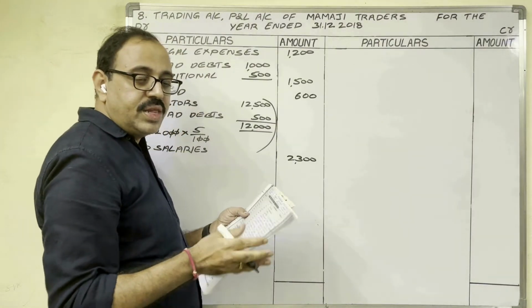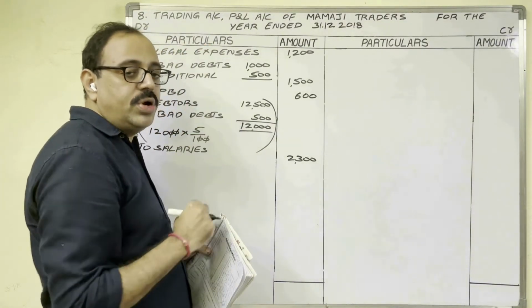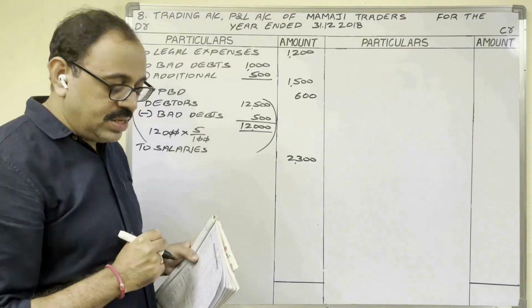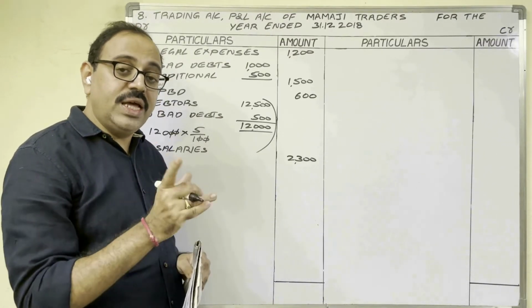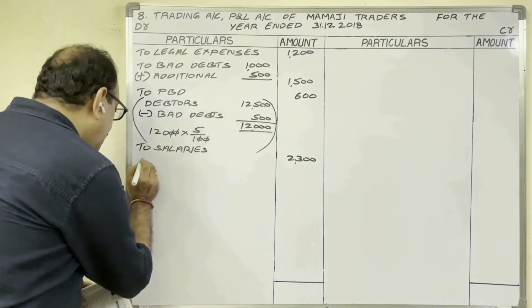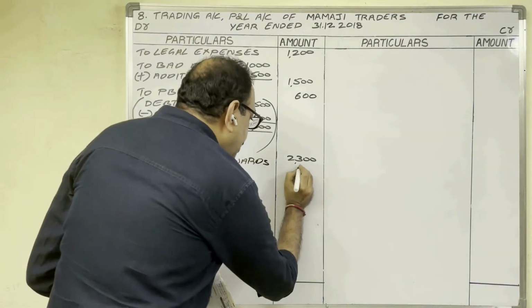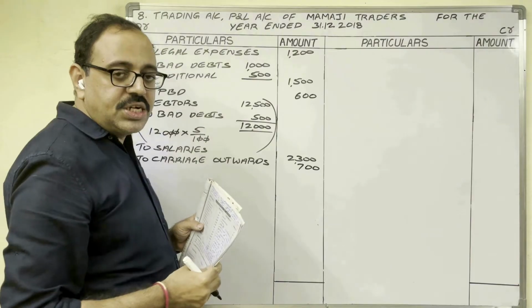Carriage outward. Carriage inward is trading account debit side because direct expenditure. Carriage outward, nothing but carriage on sale. This is indirect expenditure. P&L account debit side. 700 rupees. Printing and stationery.